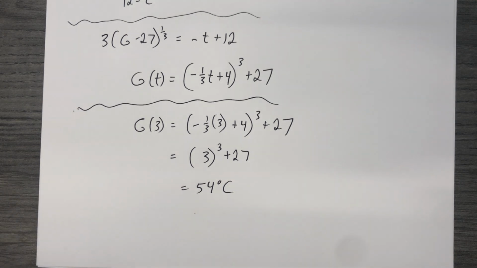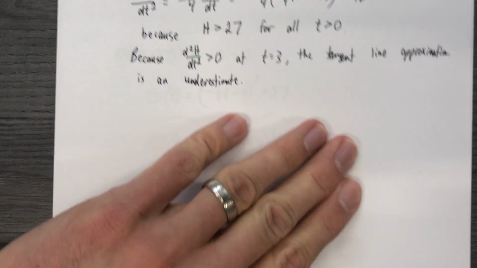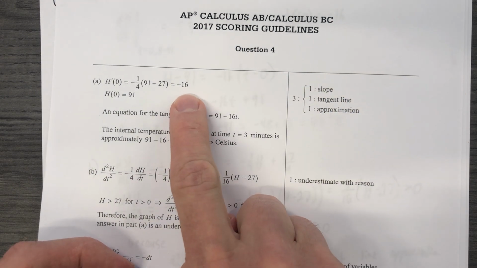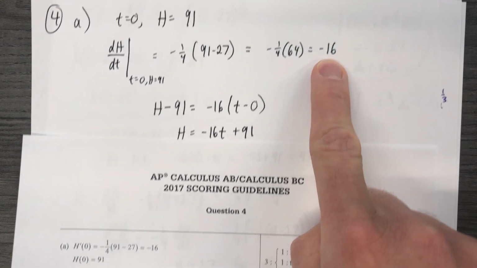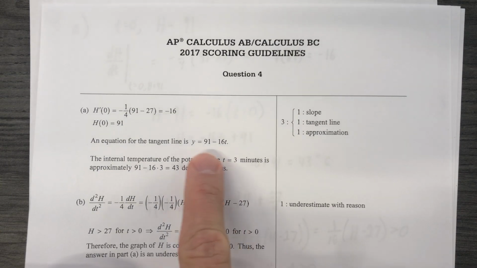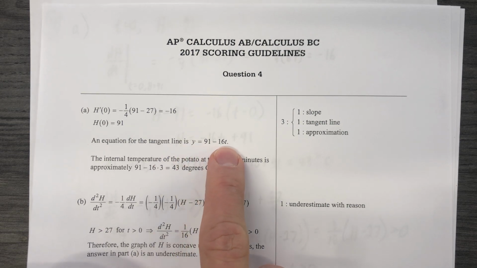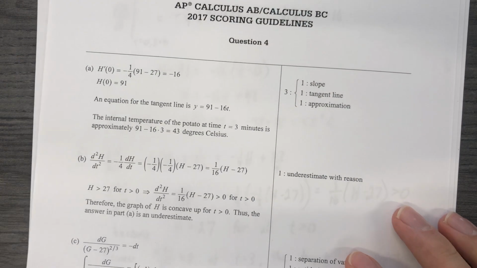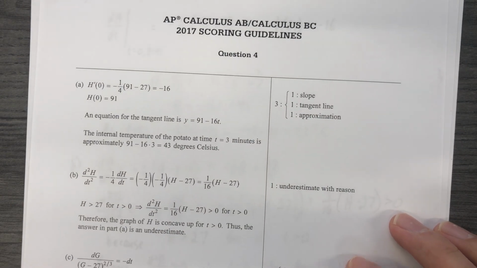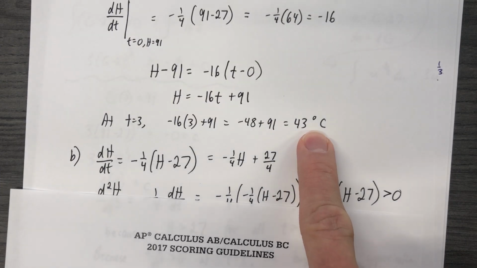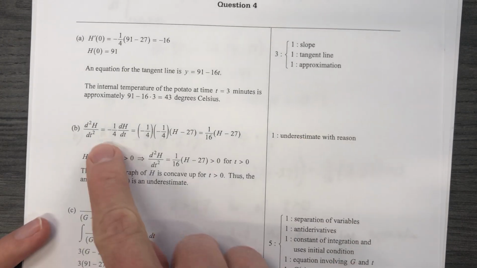Done. All right, let's grab a scoring guideline and start over with part A. Here we go. Did we find the slope, which they got to be -16? Yes, we did. We earned a point. Did we get the equation of the tangent line, which they got to be y equals 91 minus 16t? 91 minus 16t, yes, I used h, they used y, that's okay. And the approximation is 43 degrees Celsius, and it is. Yeah. All right, part B, 1 point.